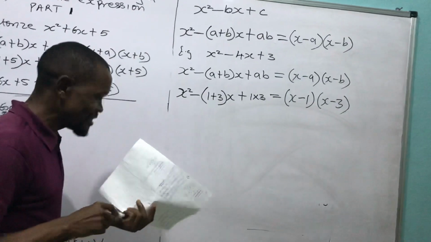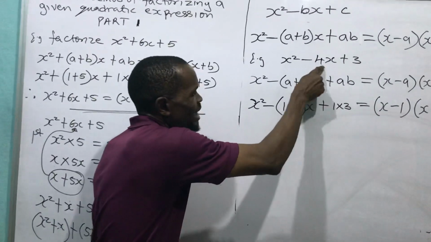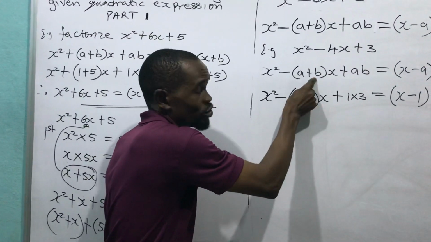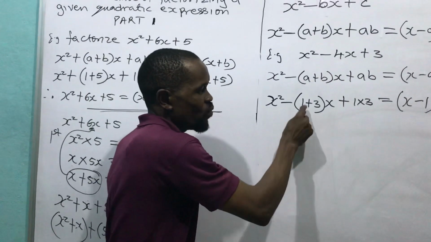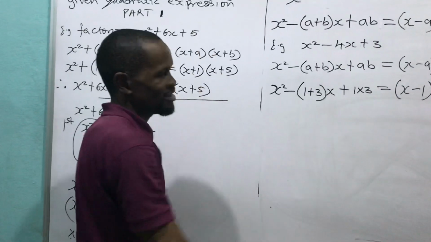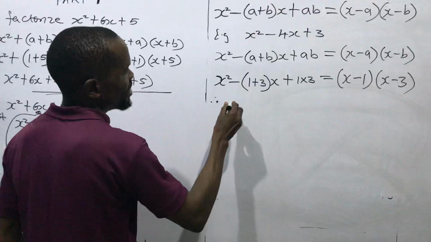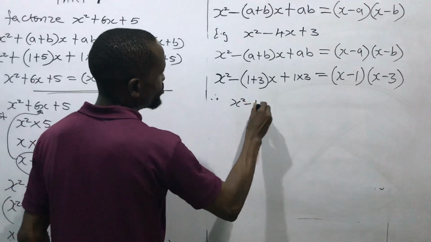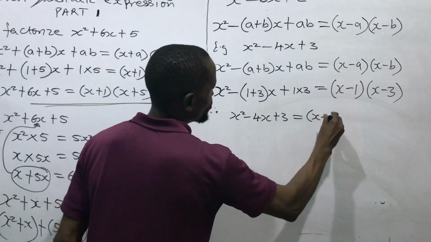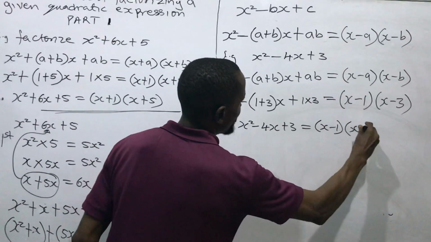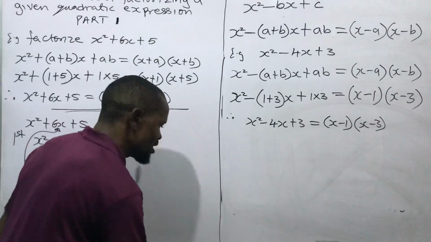Then how did I get this? What will I multiply together to give me 3, and what will I add together to give me 4? a plus b will give me 4, which is 1 plus 3 gives me 4. Then 1 times 3 gives me 3. Look at it, and that gives me this. And therefore, I can now say that x squared minus 4x plus 3 is equal to (x minus 1) into (x minus 3). Then let us use the general formula to solve the same thing as well.